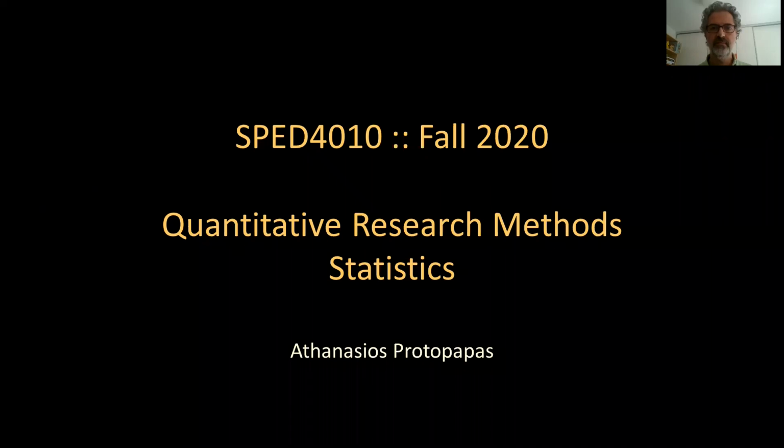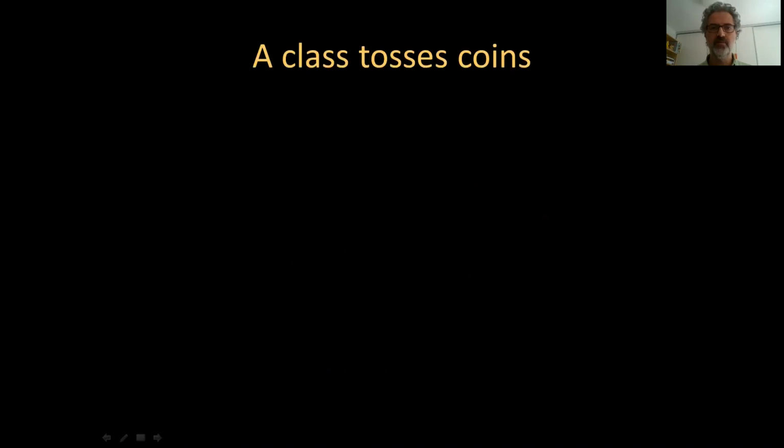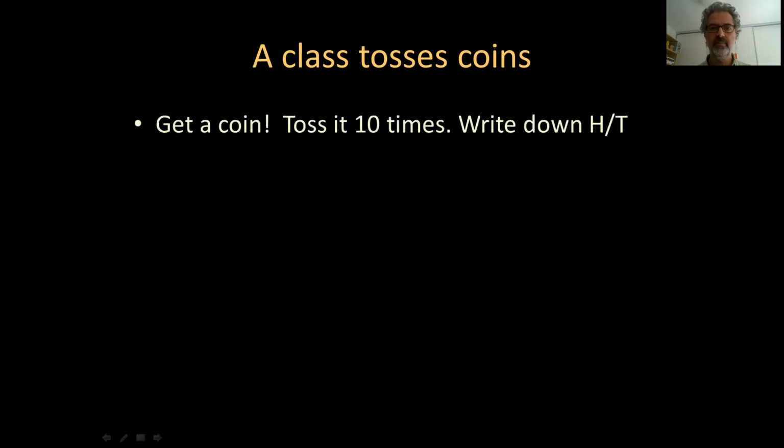In this video, we will continue our exploration of probability by considering what happens when a whole class tosses coins. If you remember from the previous video, you were asked to toss a coin 10 times and write down heads or tails in the order in which you got that.